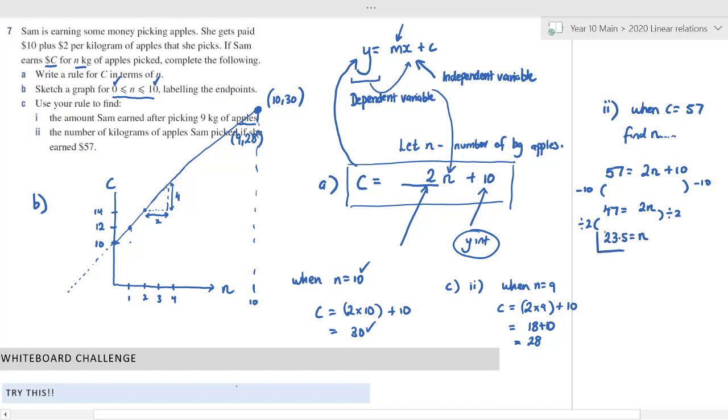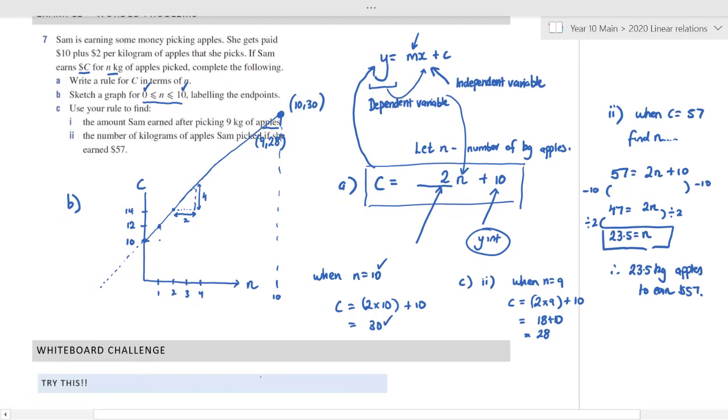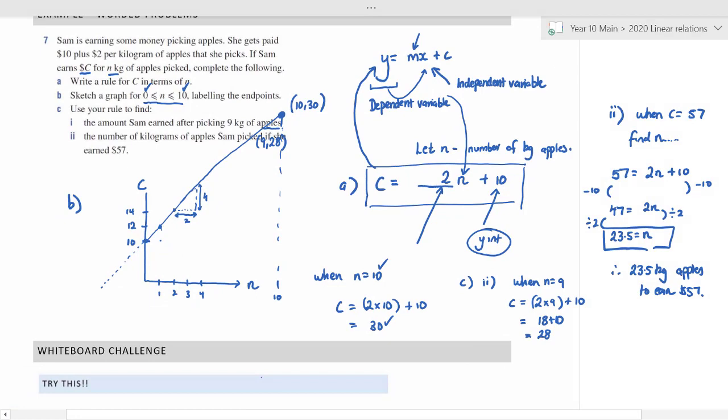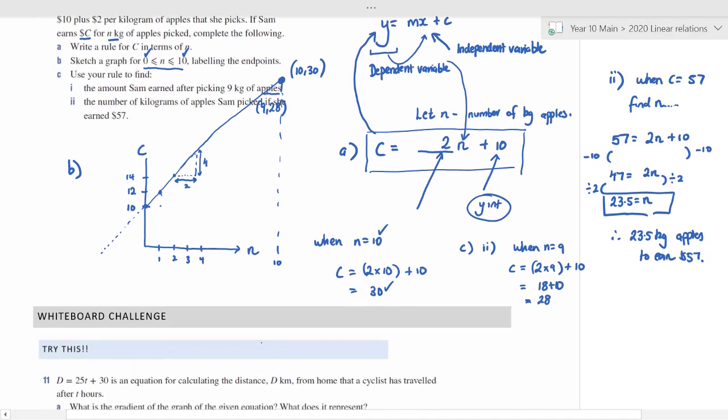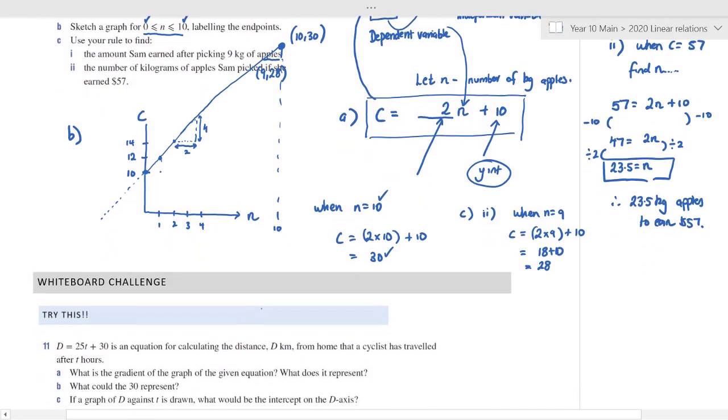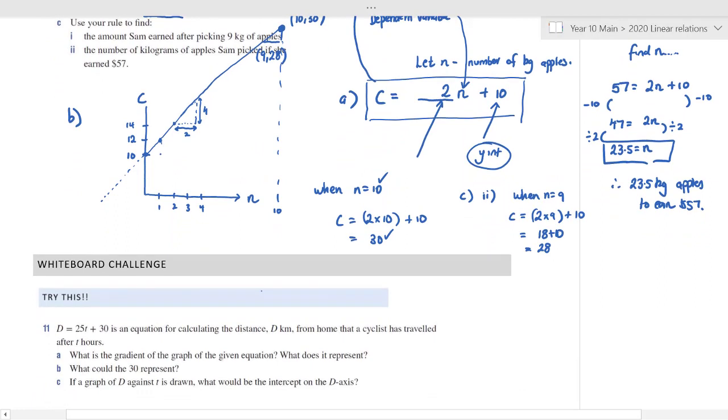So let's answer the question. Sam would have to pick 23.5 kilograms of apples to earn $57. So really, look, just the same thing applied in worded sort of problems. Okay, now there's an example here that you can try later. I'll leave that. I'd like you to try it.